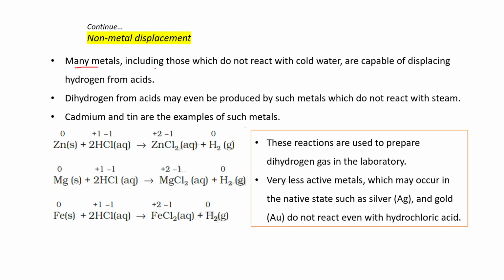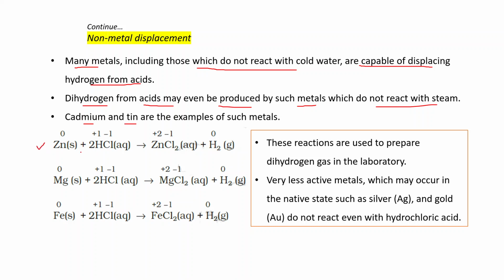Many metals, including those which do not react with cold water, are capable of displacing hydrogen from acids. Simply we can say when metal reacts with dilute acids, hydrogen gas is evolved. These reactions are also examples of non-metal displacement reactions which are redox in nature. Dihydrogen from acids may even be produced by such metals which do not react with steam. Cadmium and tin are examples of such metals.